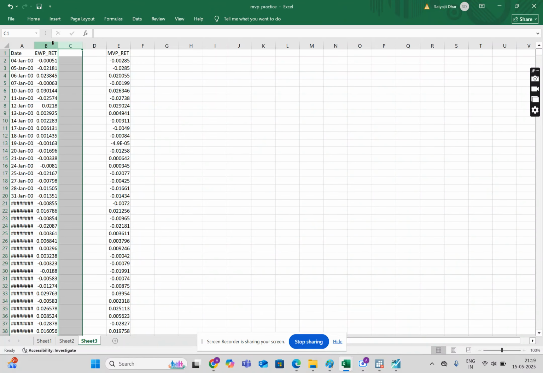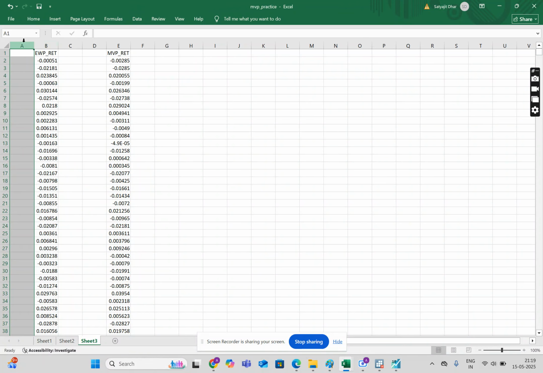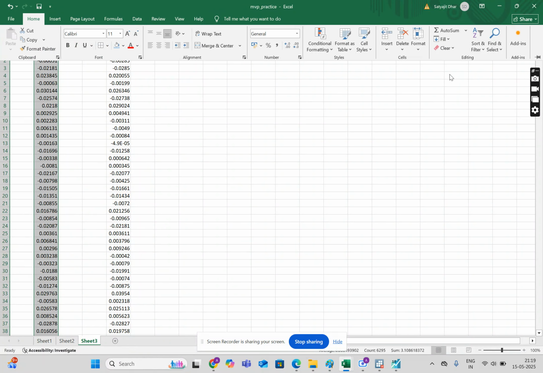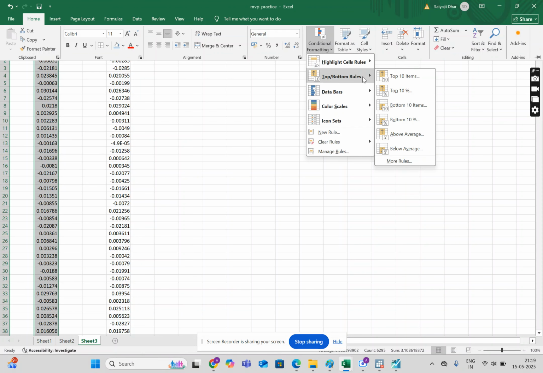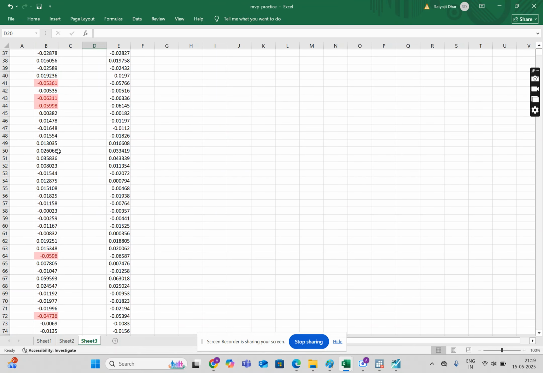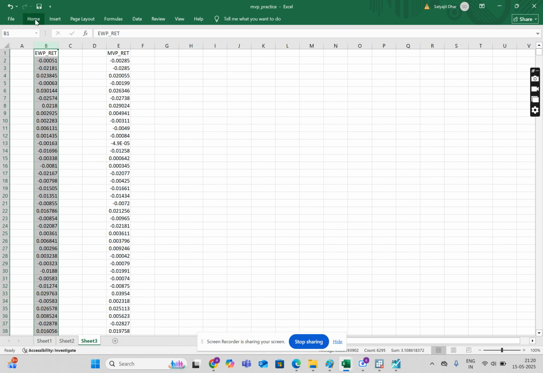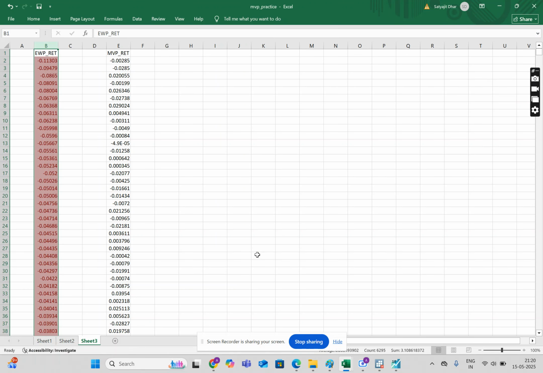Okay, so we come here, we go to file. We don't need the date anymore actually. Sorry, we go to Home. We go to Conditional Formatting. Then Top/Bottom Rules. Then Bottom 10%. And then we change the 10% to 1%. So the bottom 1% will be highlighted. Now the bottom 1% have been highlighted. How can we find them? We again go to Home, do Sort and Filter, and then Sort Smallest to Largest. So all the red colored portion is the bottom 1%.